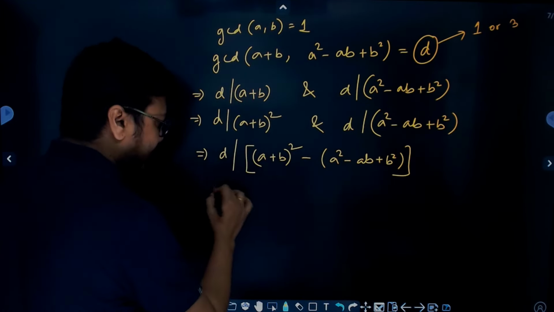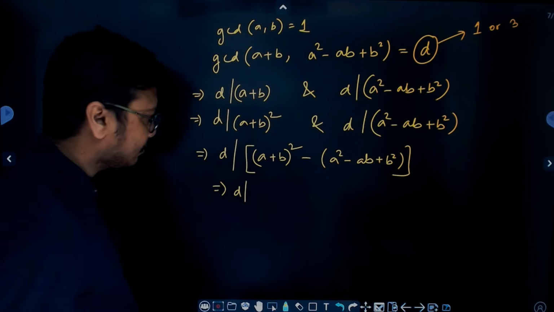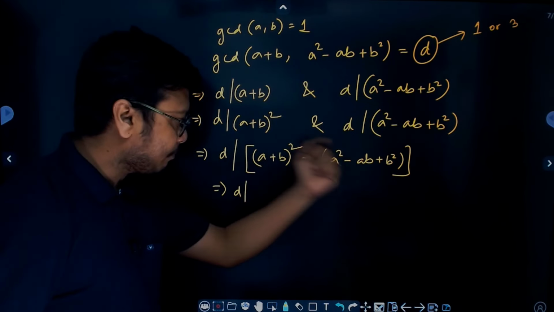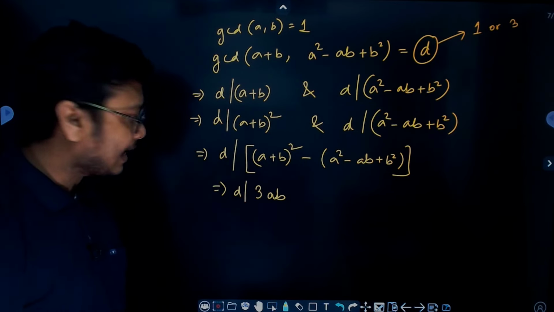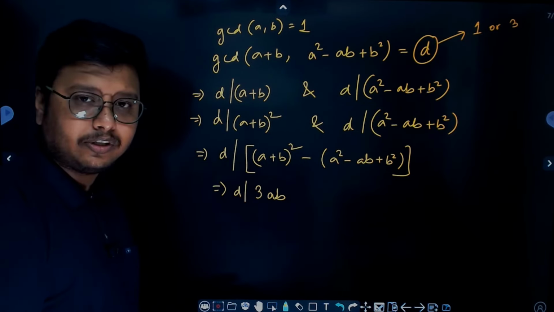If I break the whole square and take the subtraction, I'm getting a 2AB and a plus 2AB, so that's giving me a 3AB. The A square and B square are getting cancelled. Okay, so I have D divides 3AB.